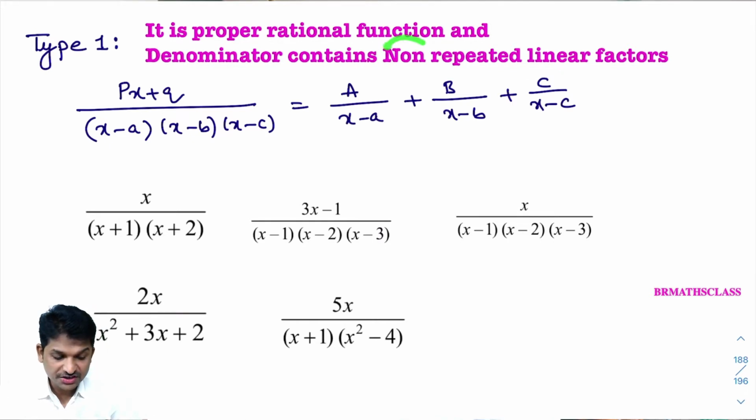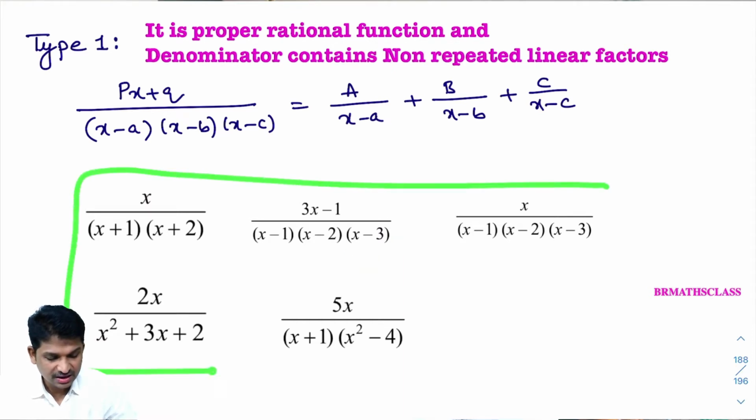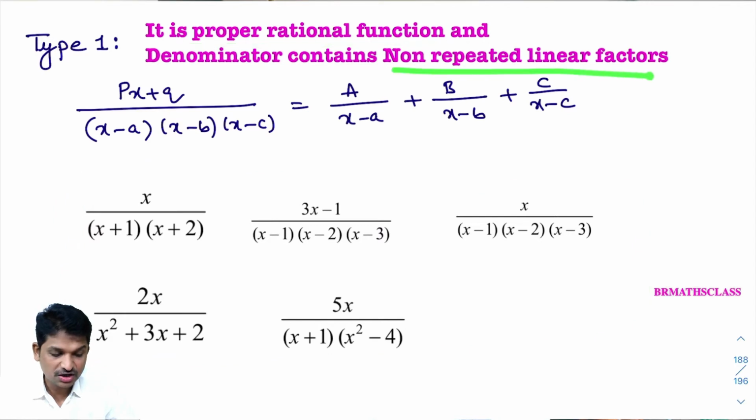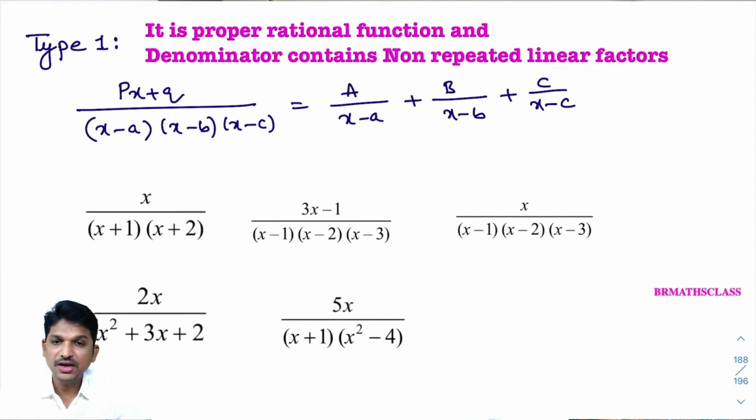We need to know what is meant by non-repeated linear factors and what is meant by repeated linear factors. You look here, these examples, these are linear factors, these are not repeated. See, x plus 1 is not repeated anywhere, x plus 2 also not repeated anywhere. Is x minus 1 repeated anywhere? No. x minus 2 repeated anywhere? No. x minus 3 repeated anywhere? No. So these are all proper rational functions and denominator contains non-repeated linear factors. Okay, this is type 1.